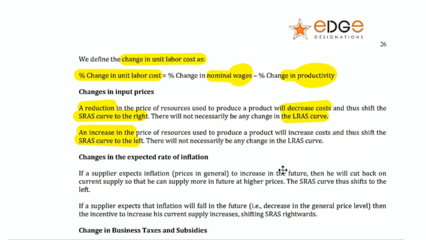What about changes, and this is not the actual, but changes in the expected rate of inflation? If suppliers are expecting inflation to increase in the future, what's he going to do? He's going to cut back on his current supply. Why? Because he says, hold on a second, prices are going to go up in the next quarter. I'm not going to supply so much now. Let me rather cut back on supply, and I'll supply most of my stuff when the prices are higher. The supply curve in the short run shifts to the left as he chooses to supply less now. If the supplier expects inflation will fall in the future, well, he wants to sell everything now. The supply curve will then shift to the right and increase.